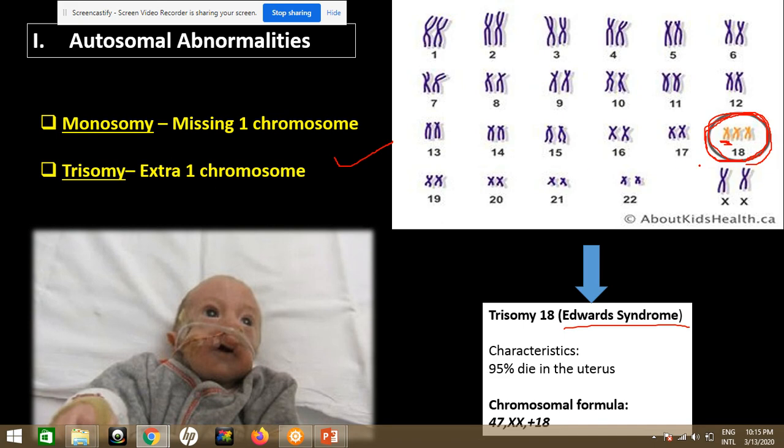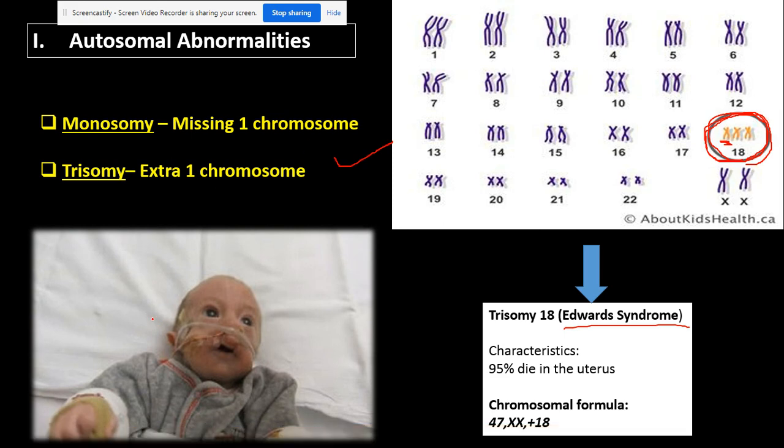And 18 is one of the autosomes. That's why it's an autosomal abnormality. Now, I want you to take a look at this picture and see how people suffering from this disease look. Mainly, 95% of these people die in the uterus, meaning they are not even born.